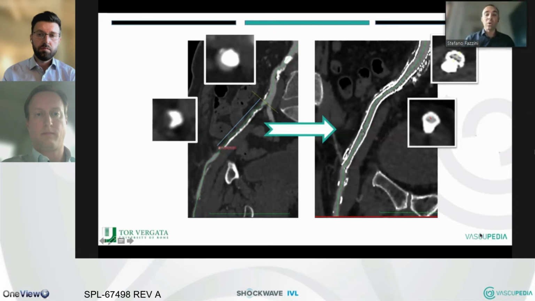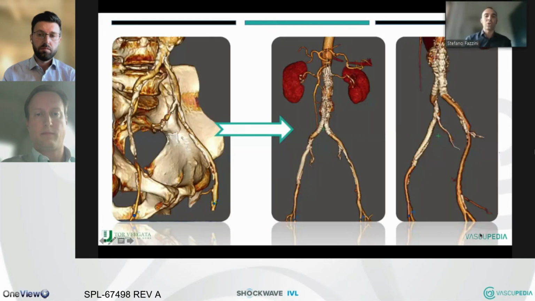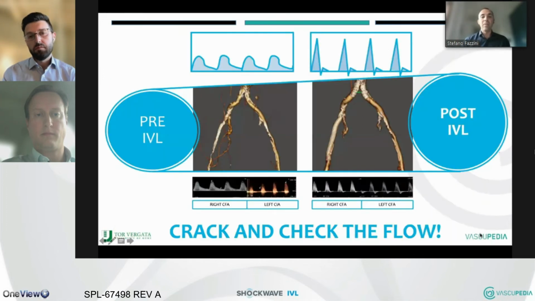So how do we crack the calcium? We modify the structure of the calcium. We can observe the balloon rendering with a better luminal gain, with a better compliance. And again, I like to show the comparison between the pre-op duplex scan with a monophasic flow and the triphasic flow on the postoperative duplex scan. This is very important, because this is something that we can use during the procedure to check the results, and of course also for mid and long-term outcomes it is very useful. Thank you.